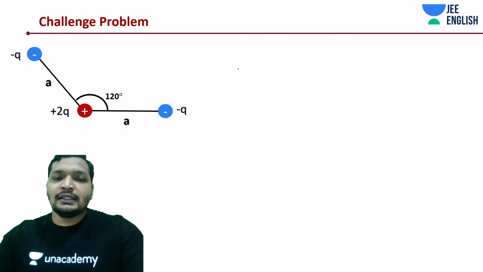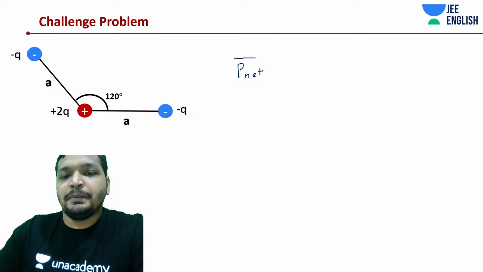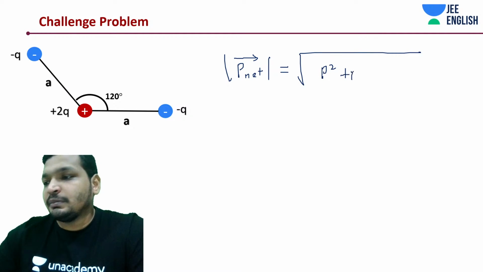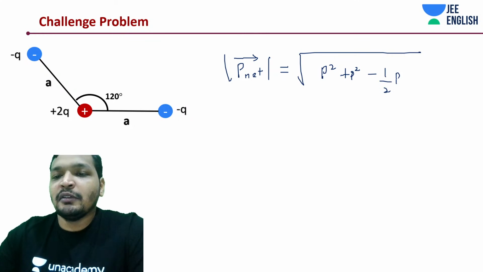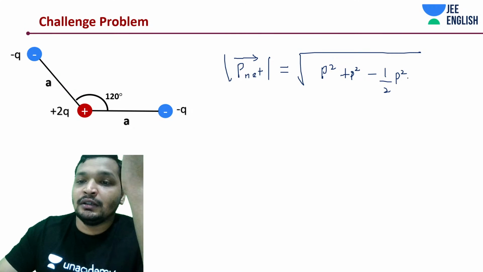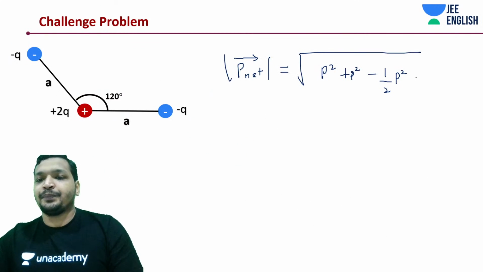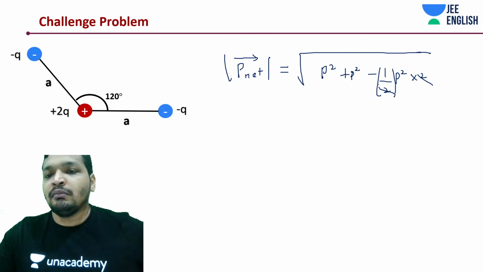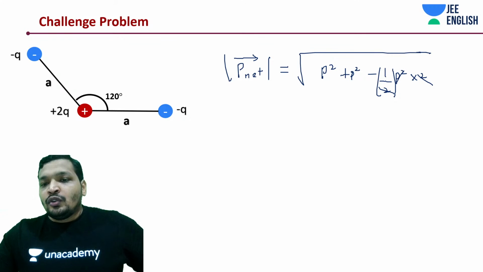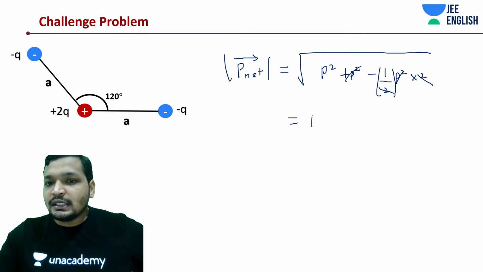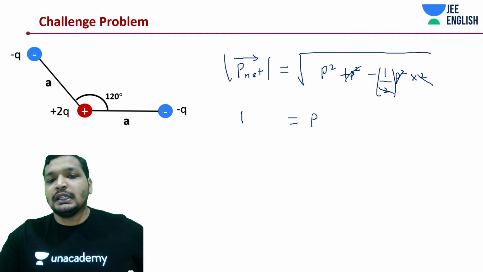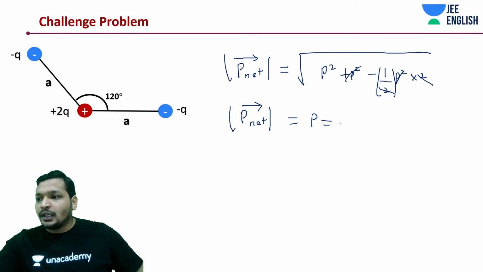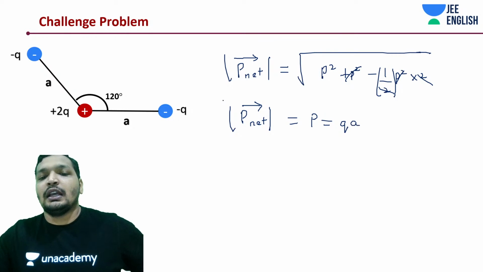All right, that's it. It's easy. Pretty easy, isn't it? It's P square plus P square, minus 1 by 2 of P square, into 2. I've just substituted the value of cos 120, which is minus 1 by 2. So one P square gets cancelled. What is the net dipole moment magnitude in this case? Just P. What is P? q into a. That is it.